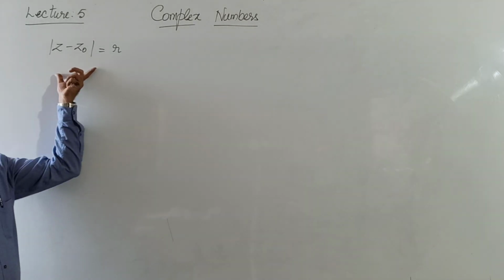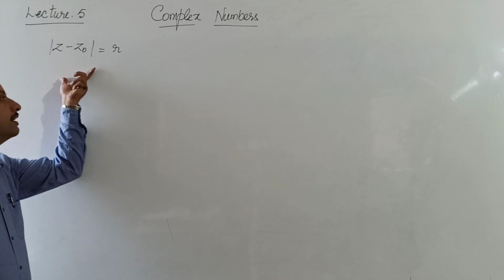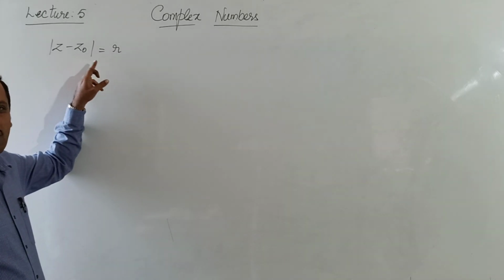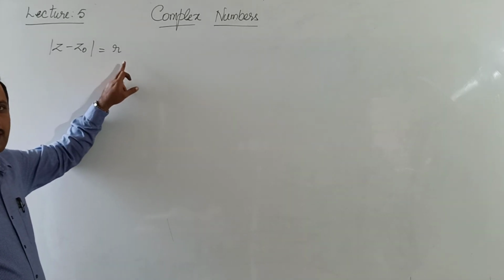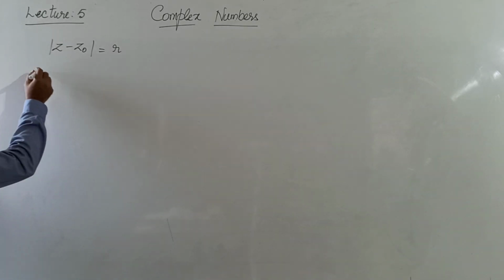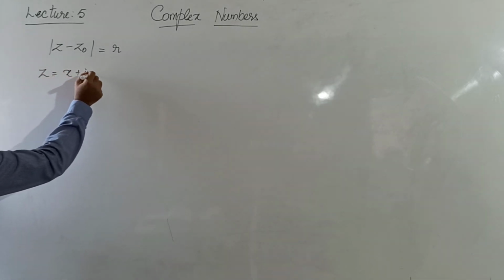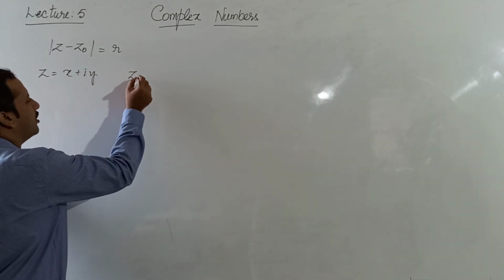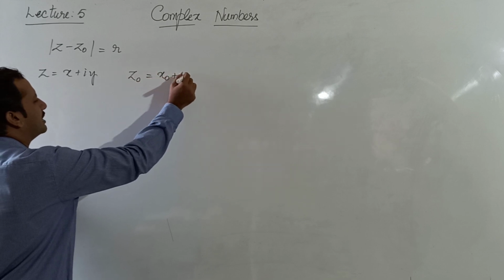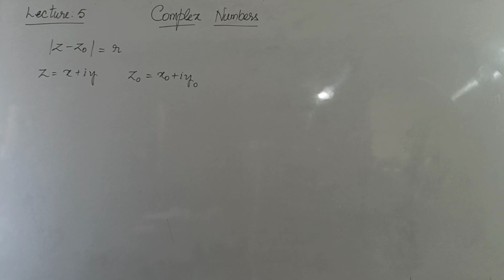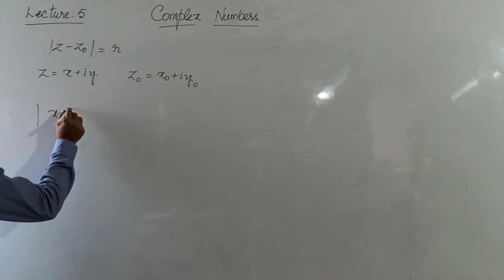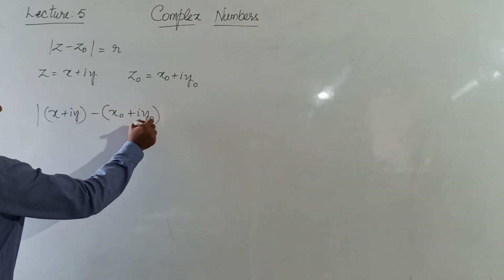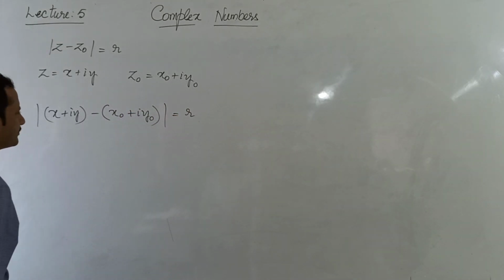Then this equation, modulus of z minus z naught equal to r, represents a circle with center at z naught and radius r. Let me explain how it is. I take z equal to x plus iy, a variable complex number, which means x and y can take any values, and z naught is a fixed complex number, let it be x naught plus i y naught. Then modulus of z minus z naught means x plus iy minus z naught, where z naught is x naught plus i y naught, that's equal to r.